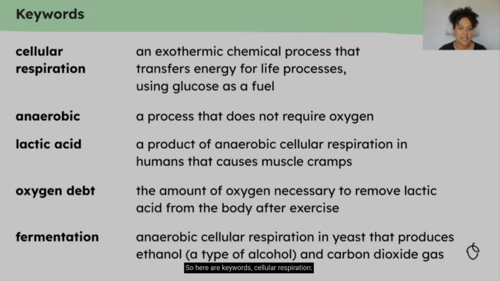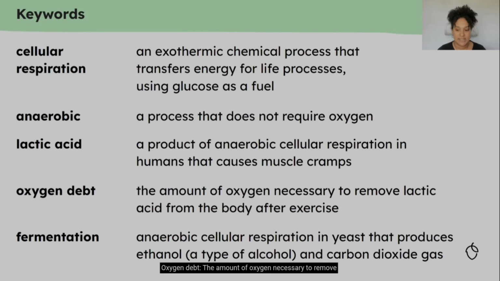Cellular respiration, an exothermic chemical process that transfers energy for life processes using glucose as a fuel. Anaerobic, a process that does not require oxygen. Lactic acid, a product of anaerobic cellular respiration in humans that causes muscle cramps. Oxygen debt, the amount of oxygen necessary to remove lactic acid from the body after exercise. And fermentation, anaerobic cellular respiration in yeast that produces ethanol, which is a type of alcohol, and carbon dioxide gas.